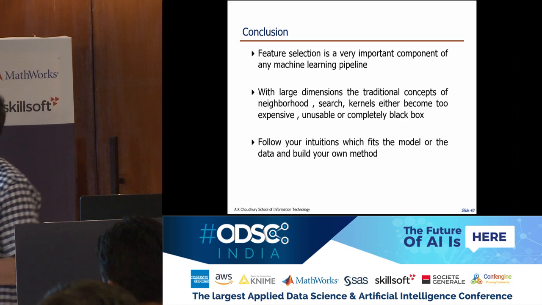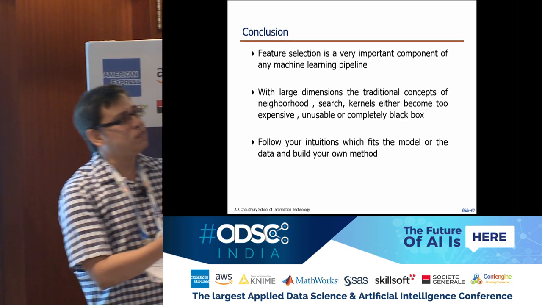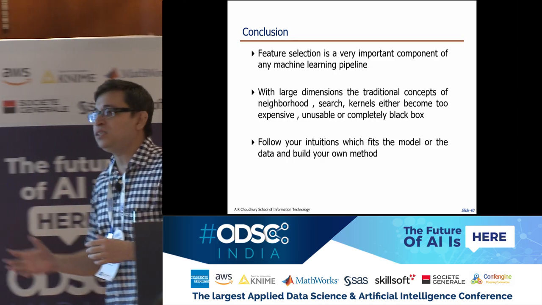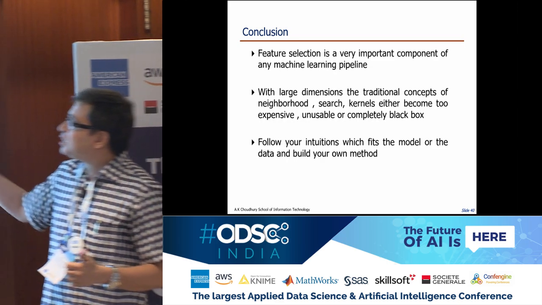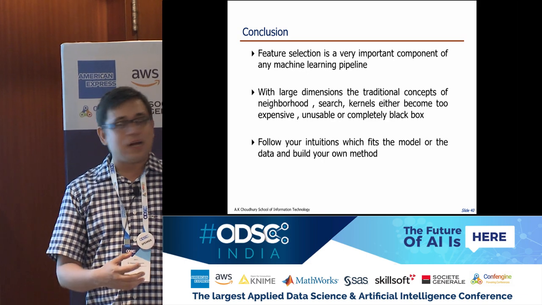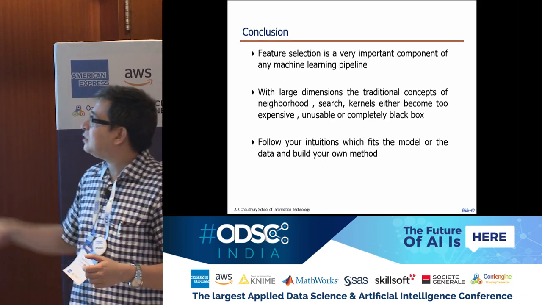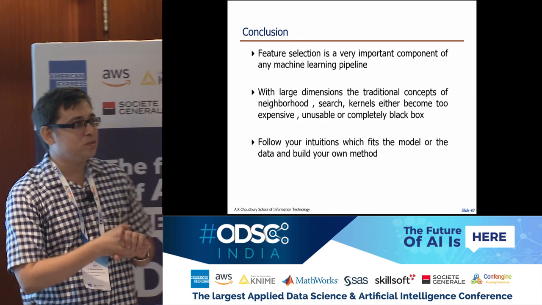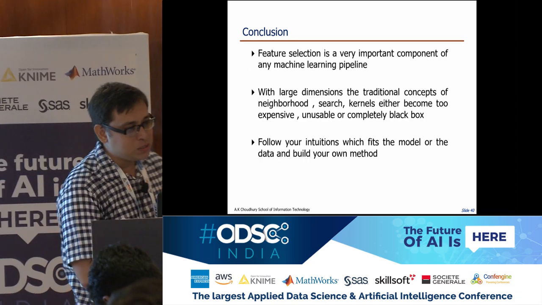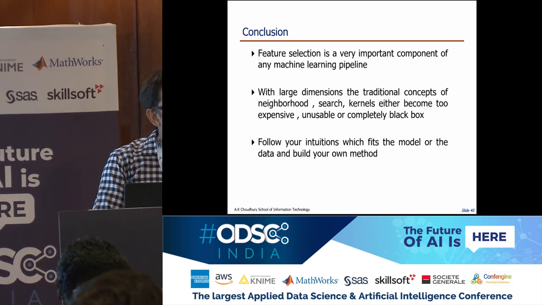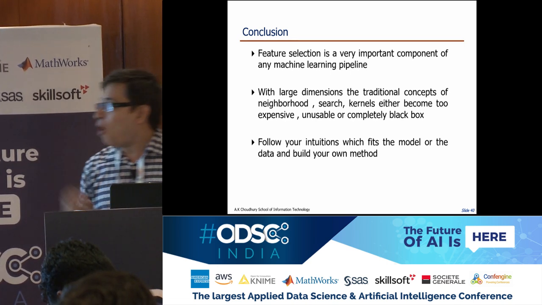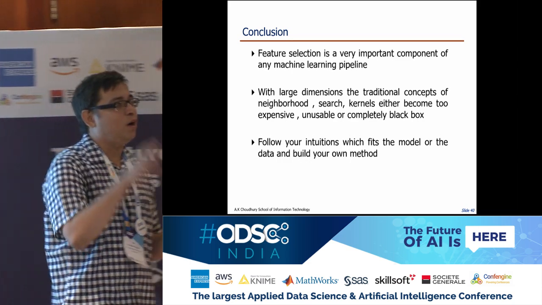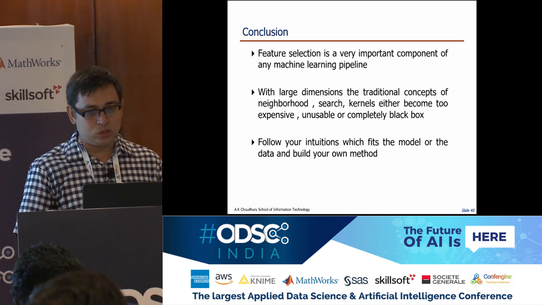Now a quick conclusion. So if you have understood why feature selection is important for any machine learning pipeline, and that with large dimensions, these traditional concepts of neighborhood searching and finding kernels either become too expensive or become completely black box. So what you can do is follow your intuitions, which fit the model or the data, and build your own method. So that's what I actually wanted to motivate you to start doing.